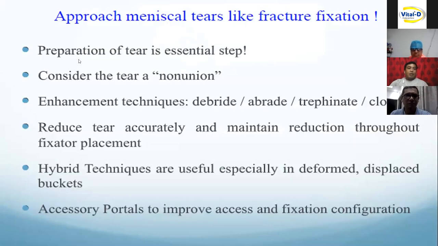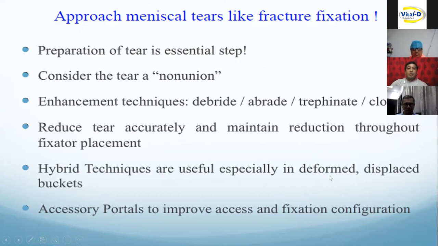We should approach the meniscal tear like a fracture fixation. Preparation of the tear is an essential step. Consider the tear as a non-union. Enhance the technique with debridement, abrading, trephination, and application of a fibrin clot over the injured site. Reduce the tear accurately. This is the prime need. Then maintain the reduction throughout the procedure of the fixator placement. Otherwise, fixation will fail.